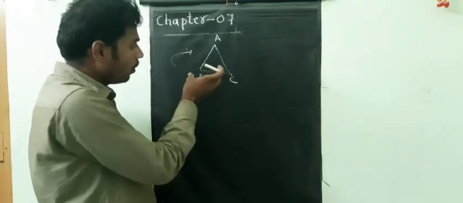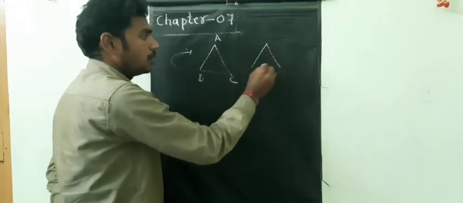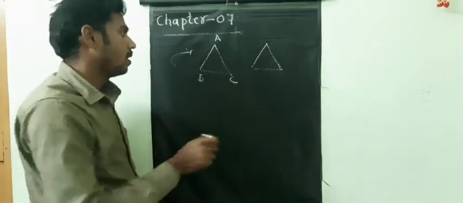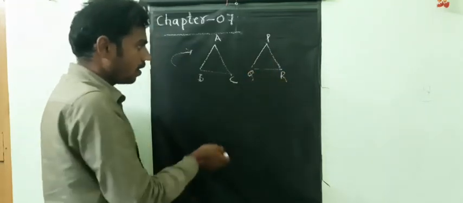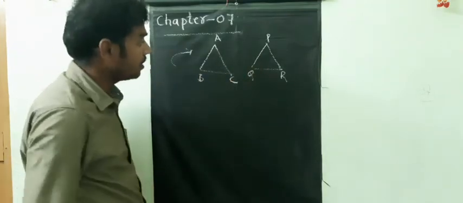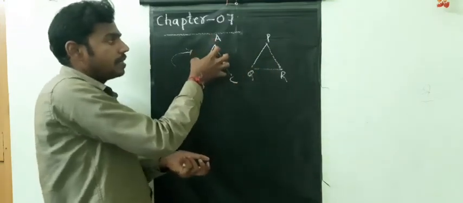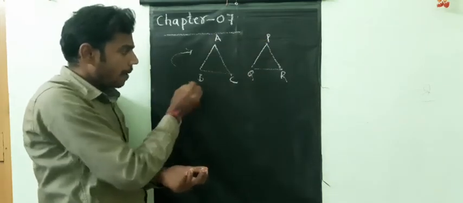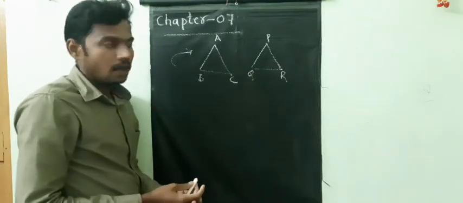See, if I want to draw exactly the same triangle, it should be similar in shape, it should be similar in size. So PQR is one more triangle which is exactly identical to this particular triangle. Identical means when I bring this triangle and place it on the other, P should overlap on A, Q should overlap on B and R should overlap on C. Then only I will call it a congruent triangle.